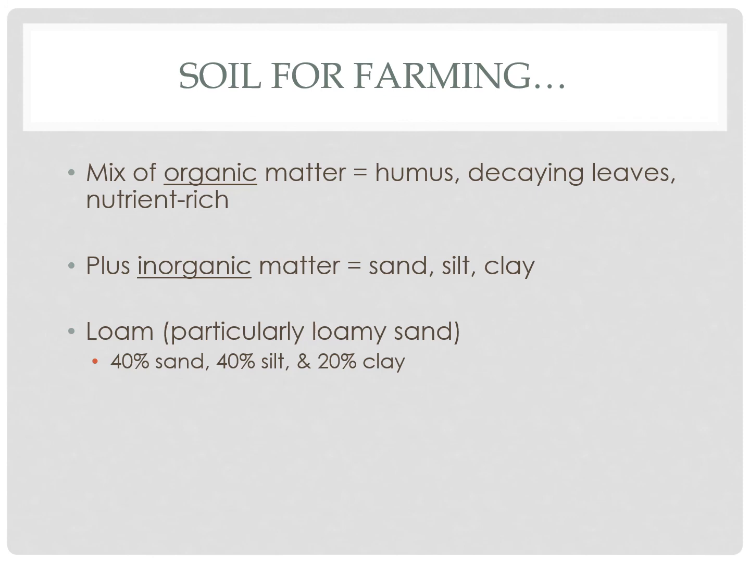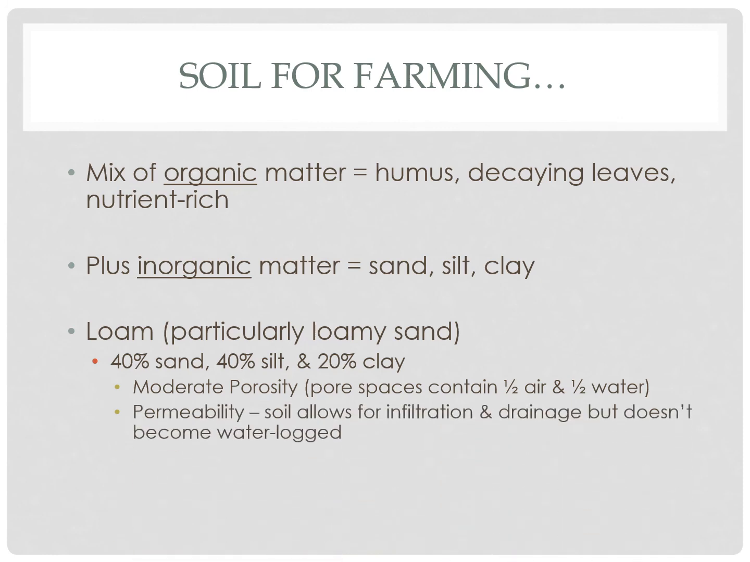You want some sand that allows for drainage. You want silt that could hang on to some water. And we'll talk about it tomorrow, clay would help hold on to some nutrients. You want a little bit of both. You want to make sure you've got some porosity, not too much that would let all the water drain out, but you want some pore spaces so roots don't get rotten. They've got some air in there.